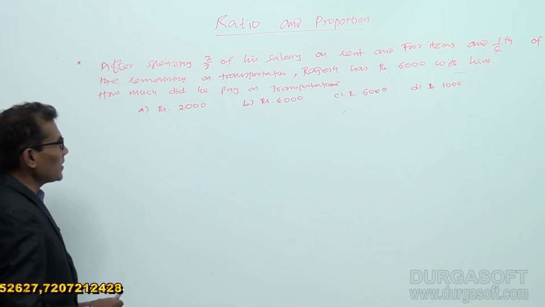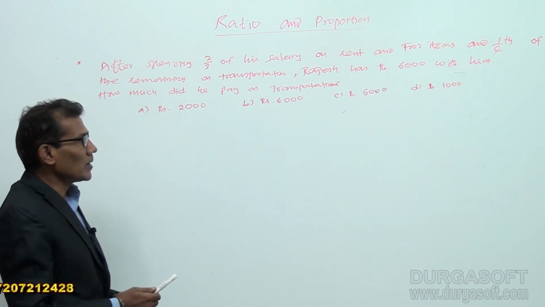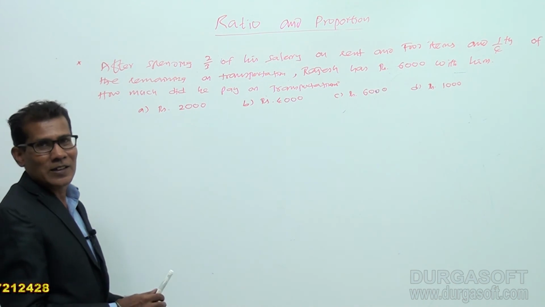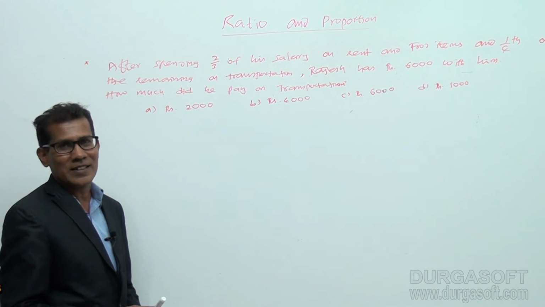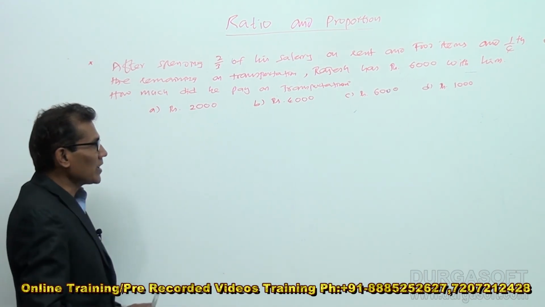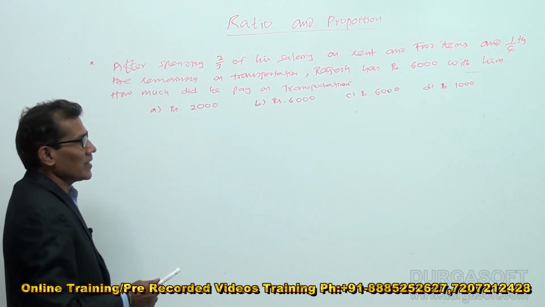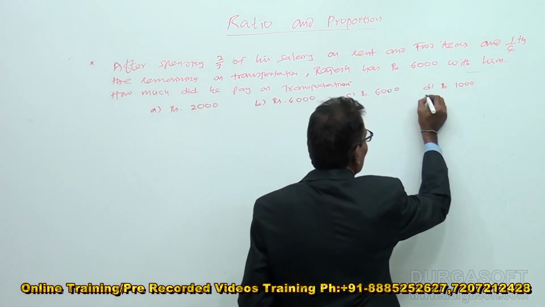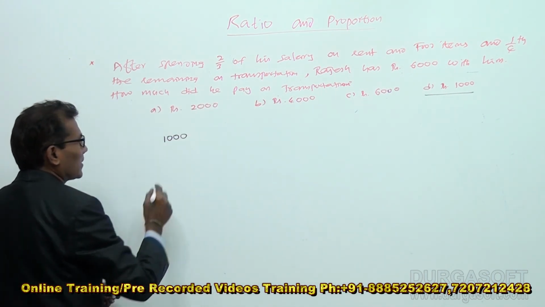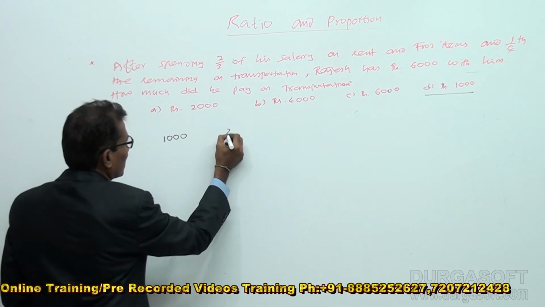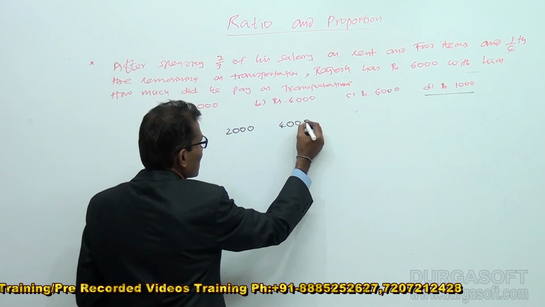Here options are given: 2,000, 4,000, 6,000 and 1,000. Now I want to rearrange the options for our logic. The rearrangement should be either increasing order or decreasing order. If I want to arrange them in increasing order, what is the least number in these options? 1,000 is the least number. So I am taking the first option as 1,000, and next number is 2000, next number is 4000, next number is 6000.